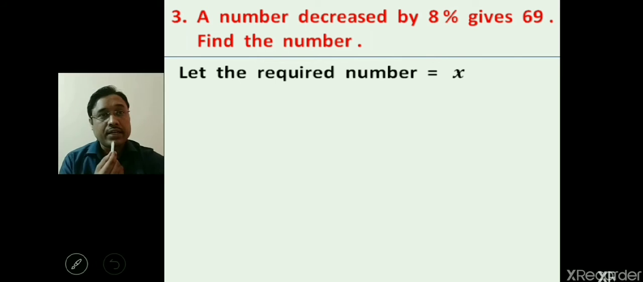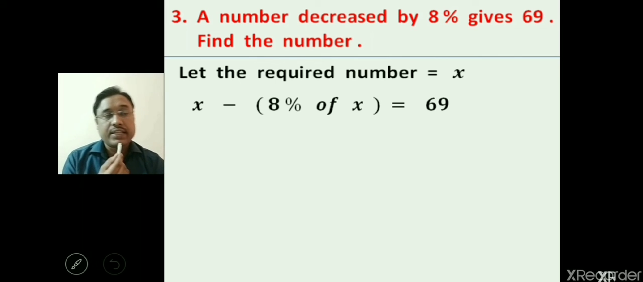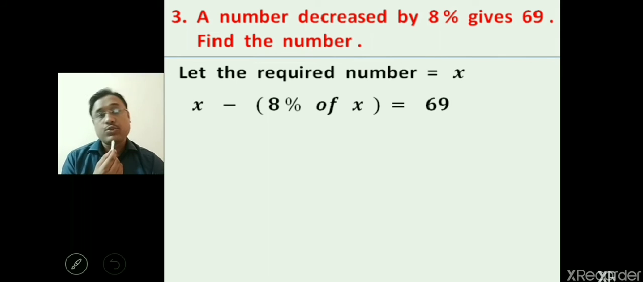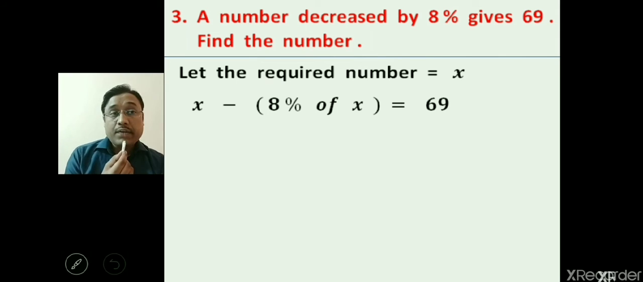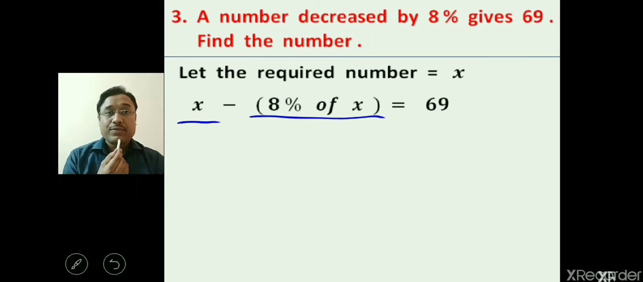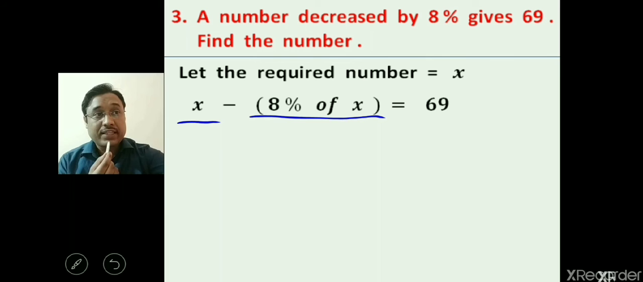Let the required number be x. Then you will say, if I decrease the number by 8%, it means you subtract 8% of x from x itself. Okay, so that you will get 69.